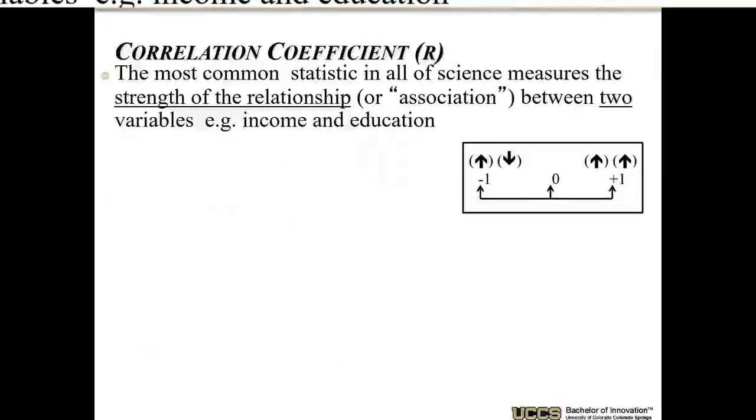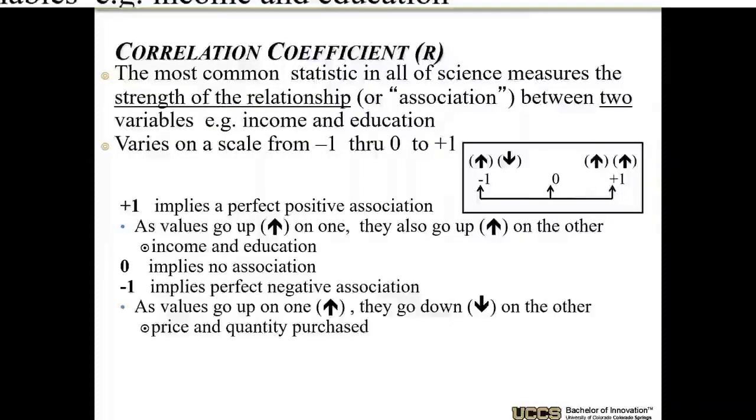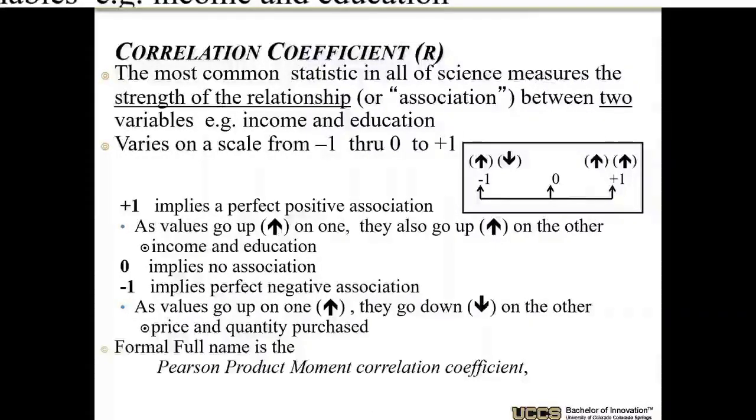So the correlation coefficient, which we're going to call R, is the most common statistic for measuring the strength of the relationship or association between two variables. For example, I could look at the correlation between income and education. It goes from -1 to +1. -1 implies when one goes up, the other goes down. A perfect correlation of +1 means when one goes up, the other goes up by exactly a scaled amount. 0 implies there's no association. For example, price and quantity tend to be inversely correlated, while some other things are positively correlated.